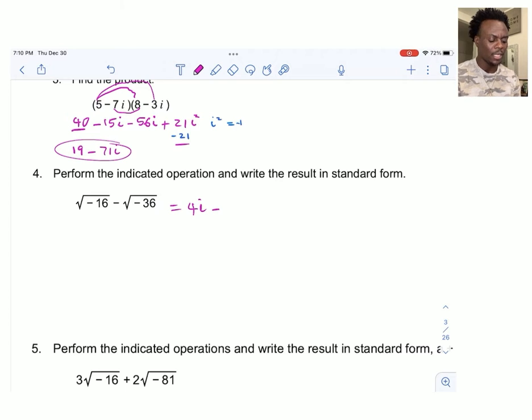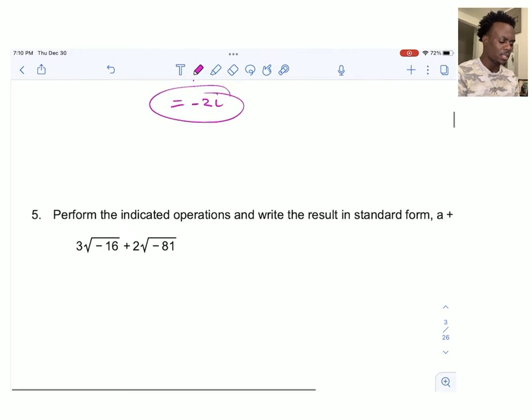Square root of negative 36 is square root of negative 1 times square root of 36, and square root of negative 1 is i. Square root of 36 is 6, so that's 6i. Now you can simplify. 4i minus 6i is negative 2i.